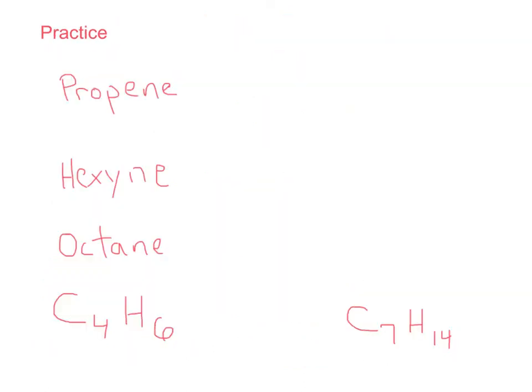We have propene. Prop is the prefix for 3, so I know it's C3. And ene means it is going to be the 2n multiplier for the H. So it's just going to be C3H6. Double bond there. Yeah, it's a double bond.